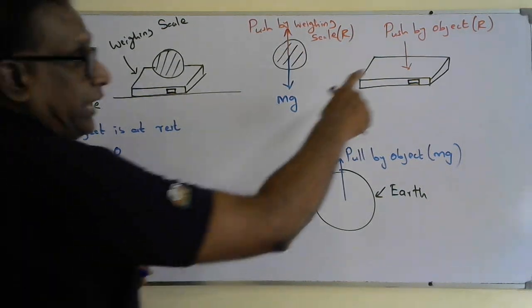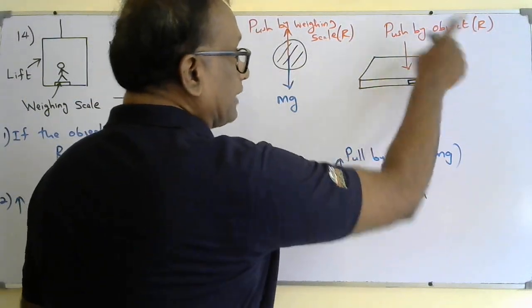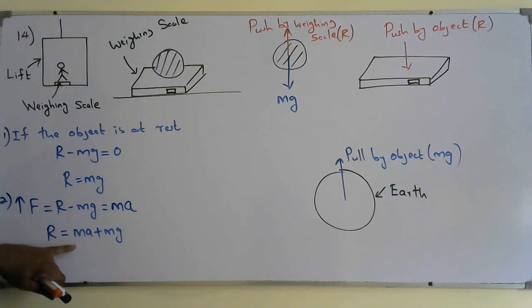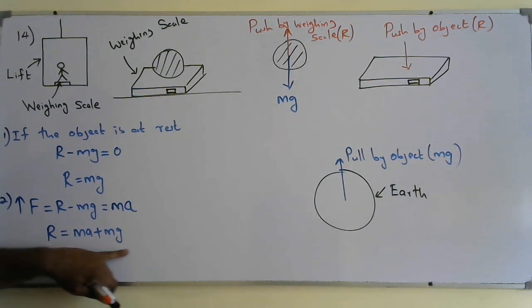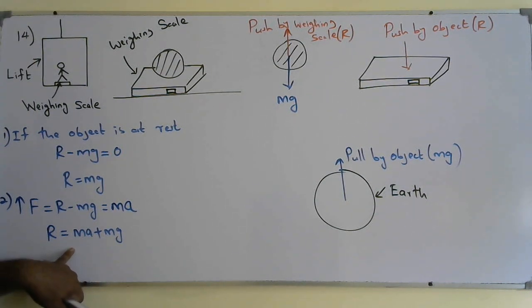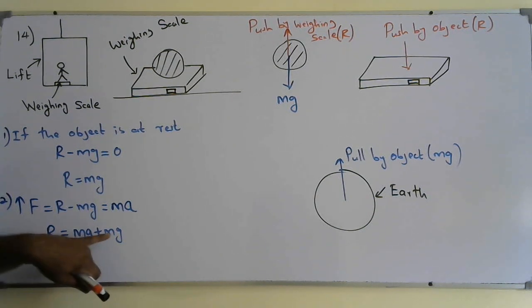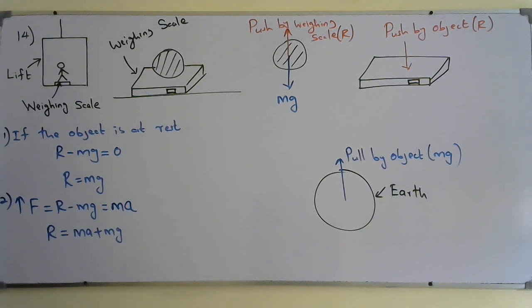I already told you that the weighing scale reads the third law pair of this one. Now the reading will be equal to ma plus mg. That means the reading of the weighing scale will become greater than the normal reaction, greater than the weight of the object. The numerical value of the reading will become greater than the weight of the object.